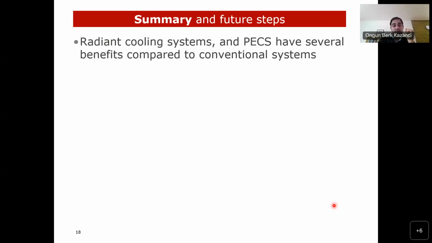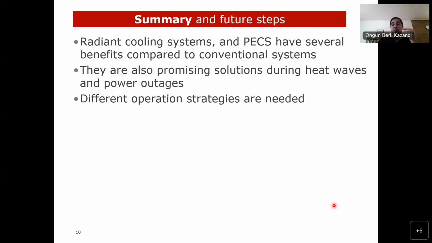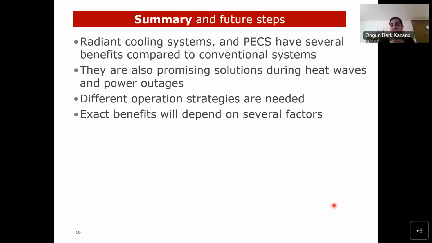So I'll summarize here what we have. Radiant cooling systems and PECS have several benefits compared to more conventional systems of, for example, convective or air conditioning systems. And we also saw that they could be promising solutions during heat waves and power outages. So they have the resiliency potential. But obviously, we need different operation strategies, and their exact benefits will depend on several factors, such as the building type, building use, operation, and where they are in the world.